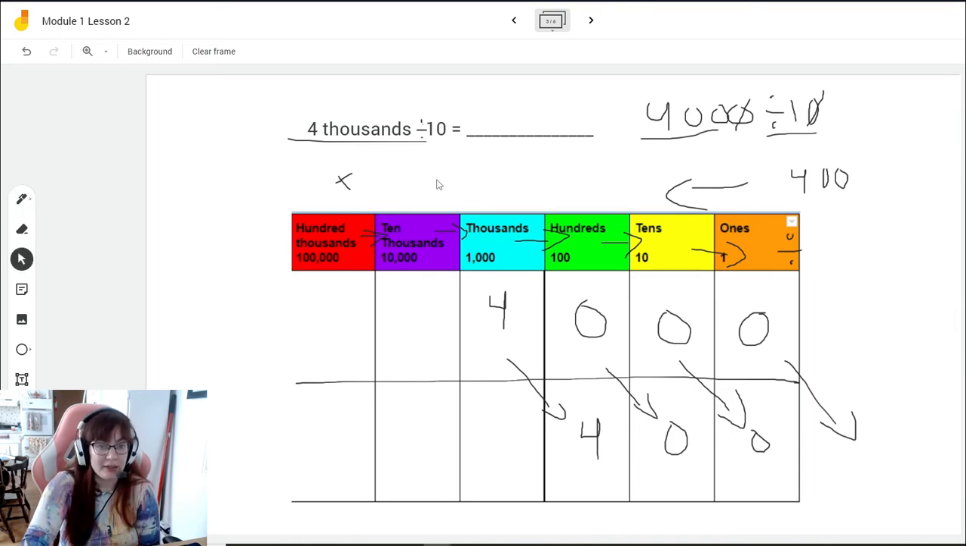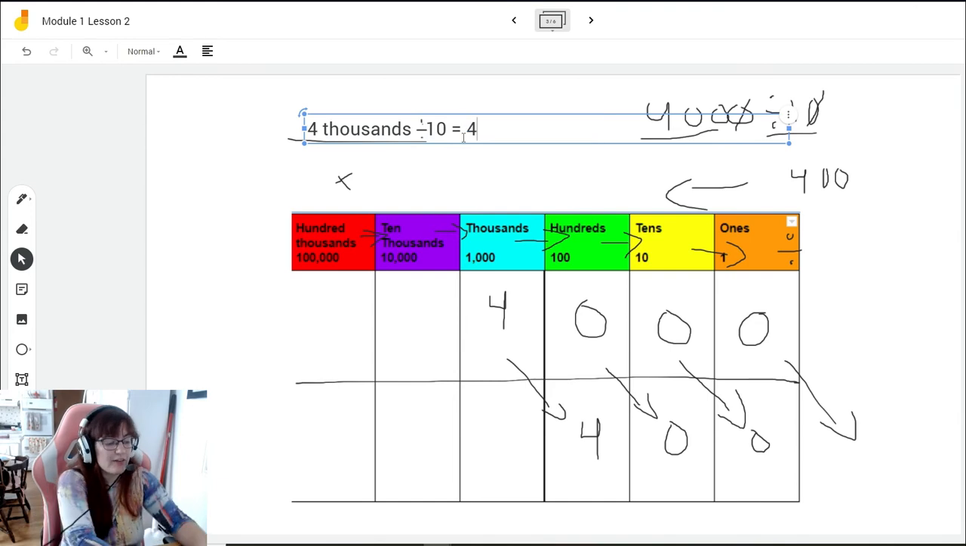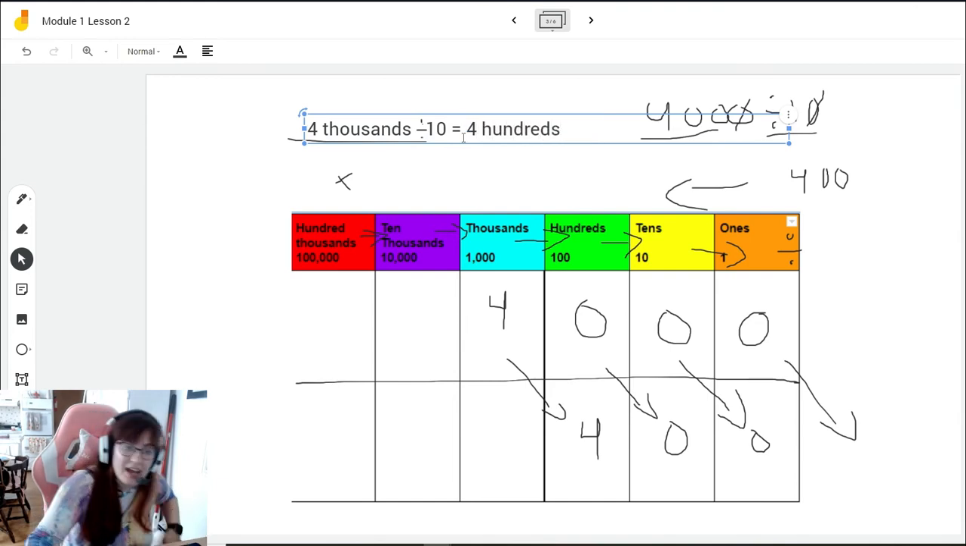Now I can also write my answer in unit form, so I can write it like so. I could say 4 hundredths, and that would also be a correct answer. So 4th grade, that is how we solve this problem.